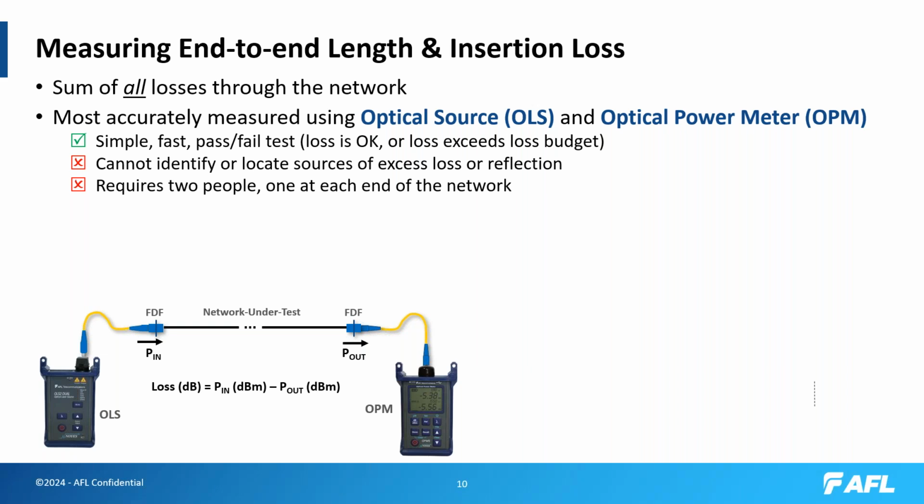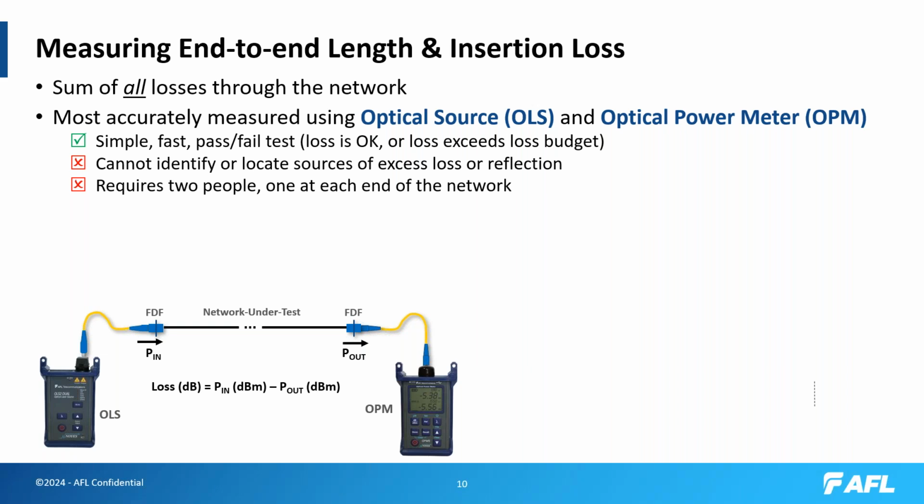You can most accurately measure the insertion loss of the network under test using a light source and a power meter. In this case, you inject light using the light source, and you measure what comes out using the power meter. The difference between the input power and the output power is your insertion loss. And if your input power is measured in dBm, dB relative to a milliwatt, and your output power is also measured in dBm, the difference between them will be the loss in dB, or decibels.